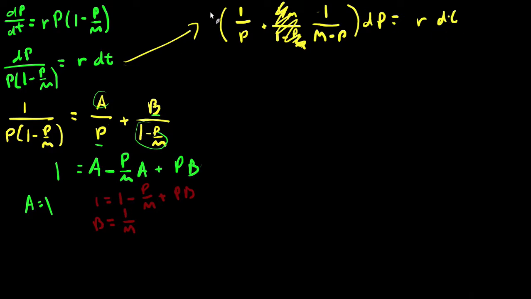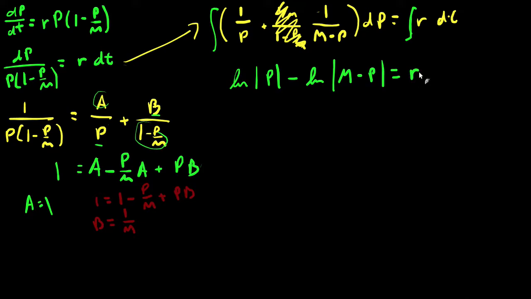Take some antiderivatives. The antiderivative of 1 over P is the natural log of the absolute value of P. The antiderivative of 1 over (M - P), because the P is negative here, I'll get minus the natural log of the absolute value of M minus P. And the antiderivative of r dt is just rt plus C. Now, using my log properties, I can combine this as the natural log of the absolute value of P over (M - P), equals rt plus C.